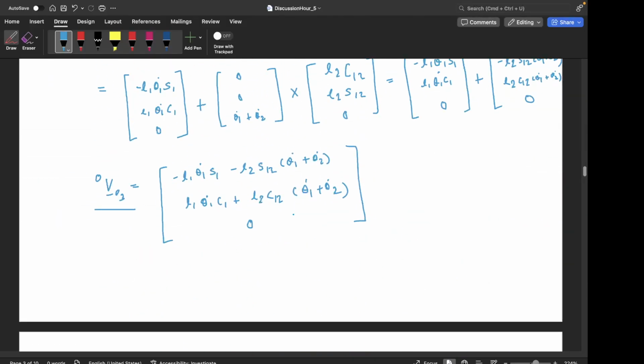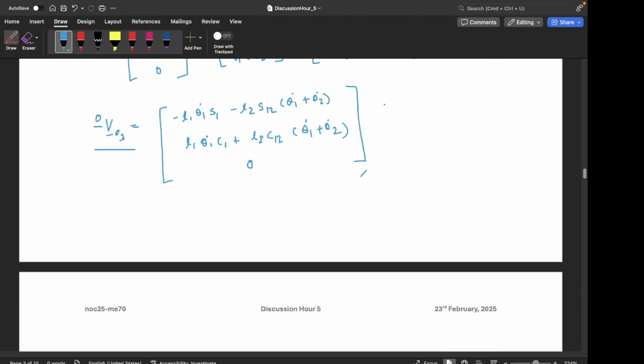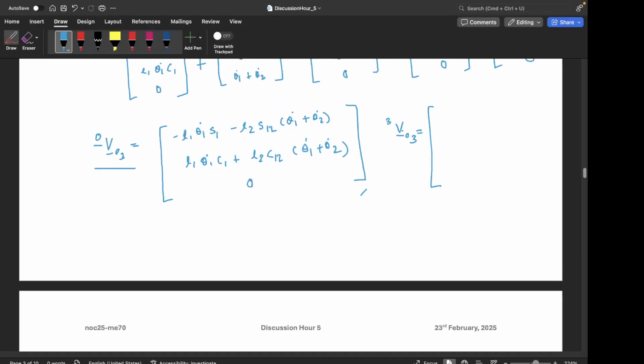So finally what we have derived here is the velocity of the end effector or the tool frame described in the 0th frame, right? Now the same thing can be described in any other frame you want to write it in. One common choice is to write this in the 3rd frame itself, so v3. That is, the velocity of the tool or the end effector in the end effector frame itself, right?